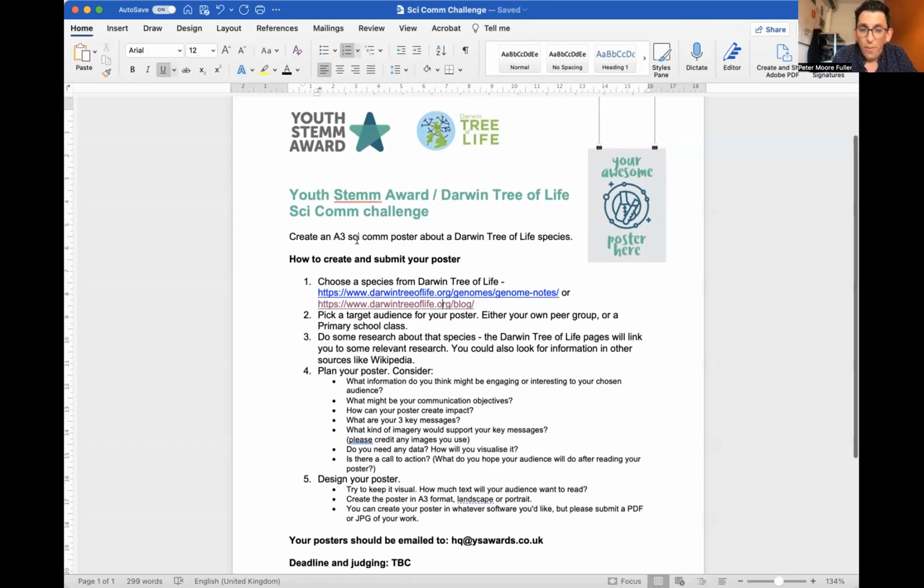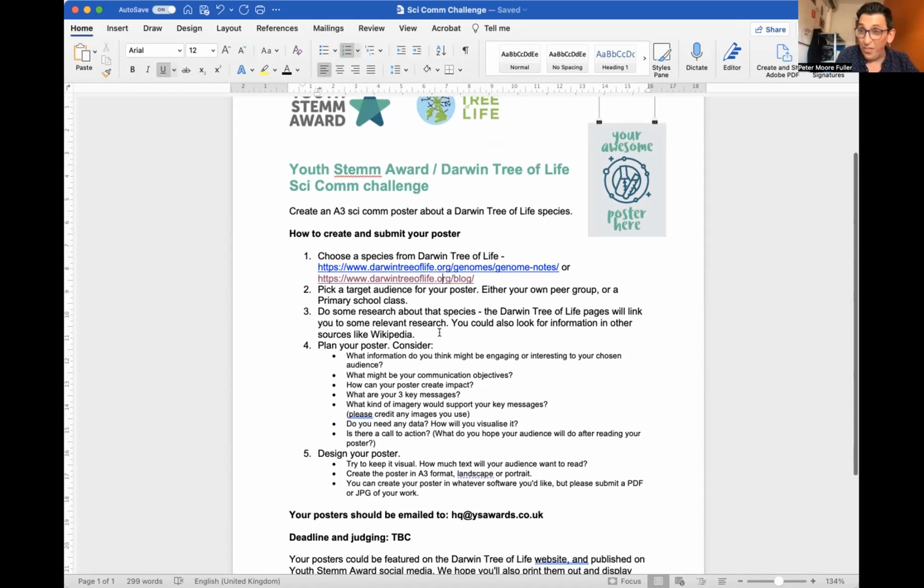But the idea is to come up with an A3 poster, and you can use whatever software you like, whatever you're confident in. If it's a Word document, if it's PowerPoint, whatever you're used to using, don't worry about the technology. It'll be absolutely fine. It needs to be A3 though, so just check, what does A3 mean? Most PowerPoint and things like that, you'll be able to choose A3 and set up your poster that way.